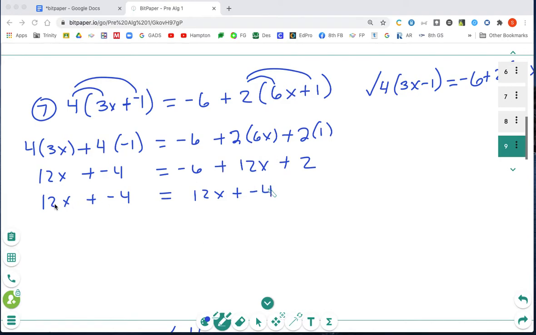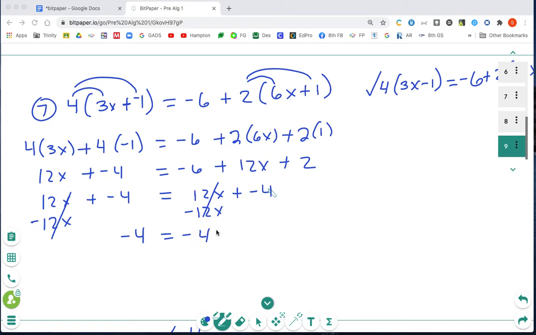Is the largest variable on the left? Yes, it is. Are all the variables on the left? No, they're not. So we're going to zero pair the negative 12x and negative 12x. That's going to cancel out. It's going to give me negative 4 is equal to negative 4.